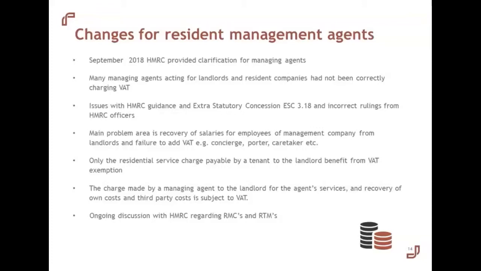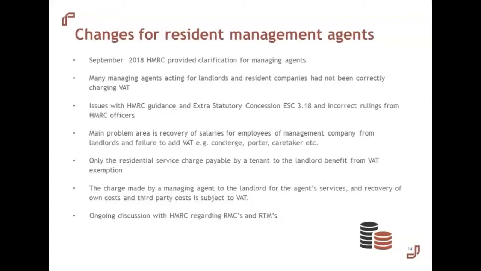And as I say, the main point here is that many managing agents had not been accounting for VAT correctly on their management charges to landlords and resident companies. Indeed, a number of them were advertising their services as VAT exempt, which was clearly not correct. It's rather unfortunate that HMRC guidance and the extra statutory concession relating to residential management charges, and indeed some rogue rulings from HMRC officers, hadn't helped the situation and had caused a considerable amount of confusion. In fact, some of the guidance, unless you're dealing with VAT all day and every day, is quite unfathomable.